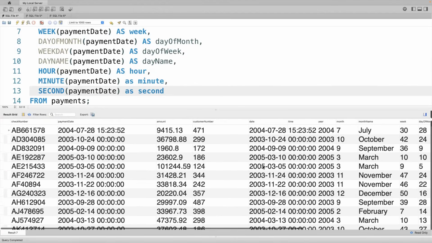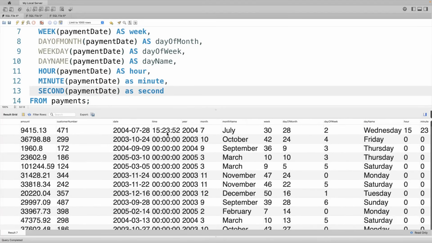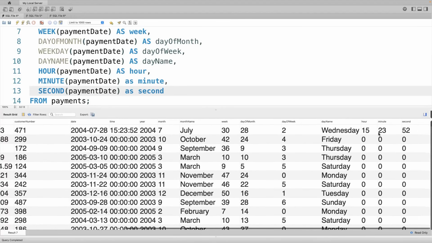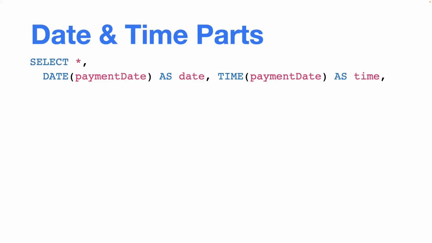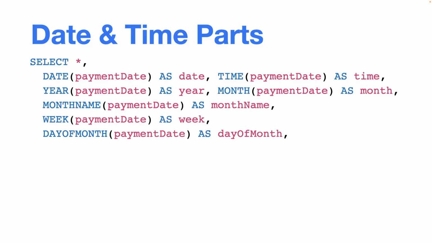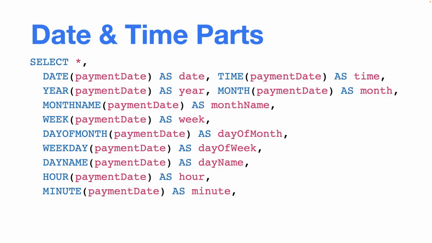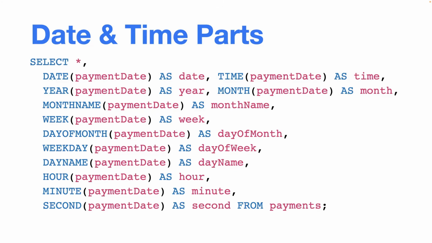And here you can see that we have the time. The time was 15, 23, 52, and we were able to extract 15, 23, and 52. So just to revise quickly, we said select star, and then we extracted the date as date. We extracted the time as time. We extracted year, month, month name, week, day of month, weekday, name of the day, hour, minute, and second from the payments table. So that's straightforward.